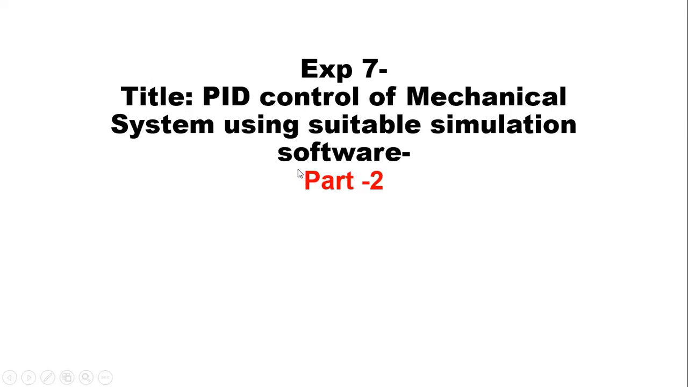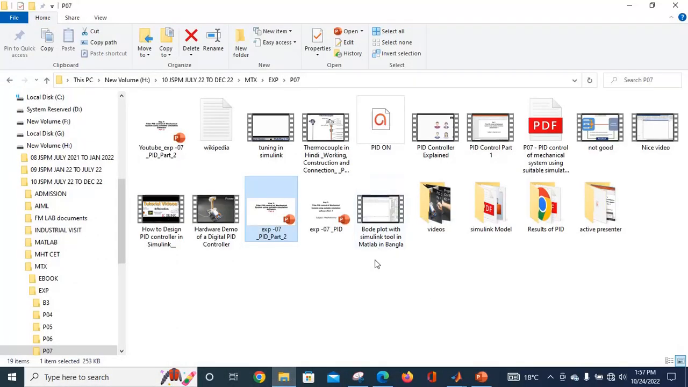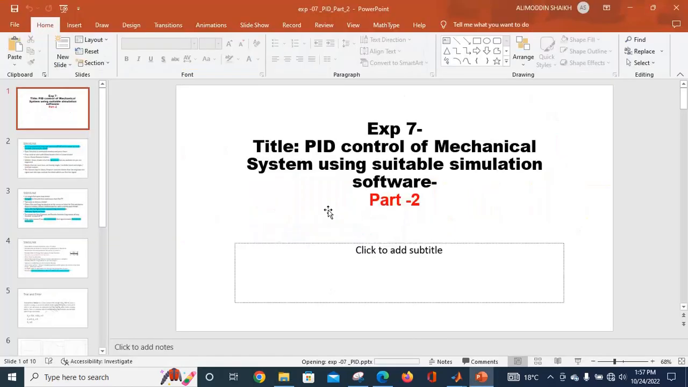Hi friends, today we are going to see the second part of experiment number 7, that is called PID control of mechanical system using suitable simulation software, and that simulation software is nothing but Simulink. In the last video we have seen the introduction of the PID control. We have seen the different terminologies in PID control.